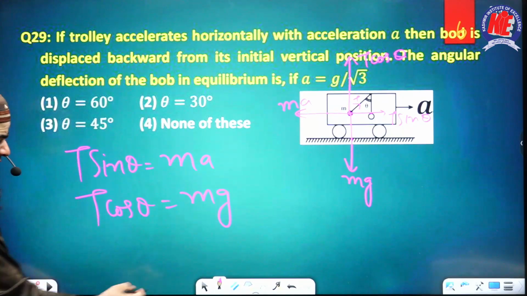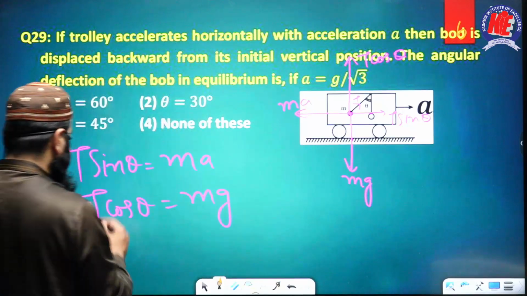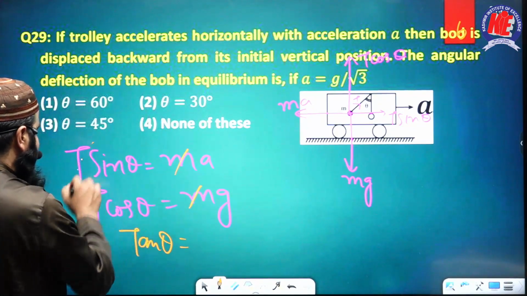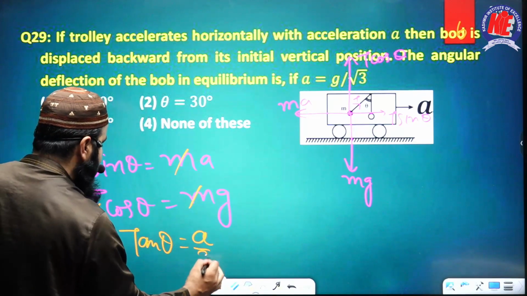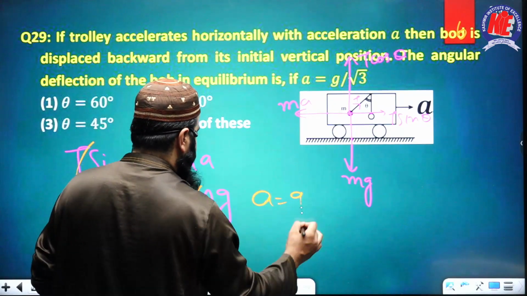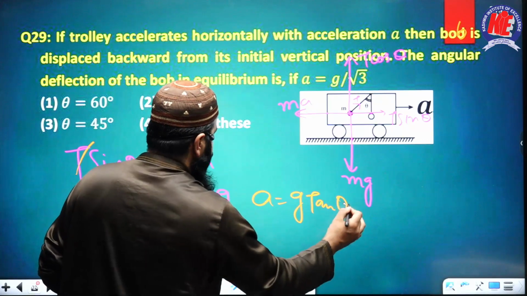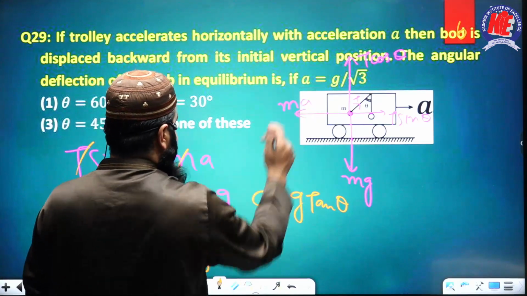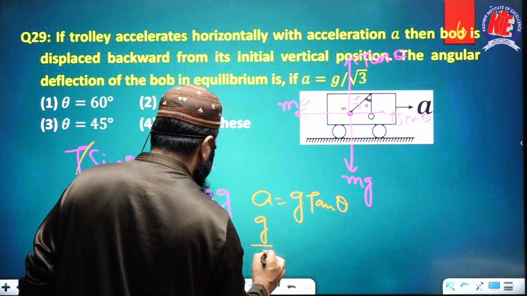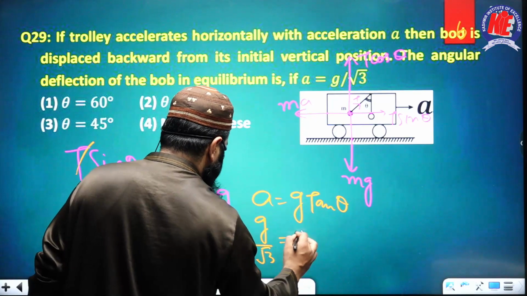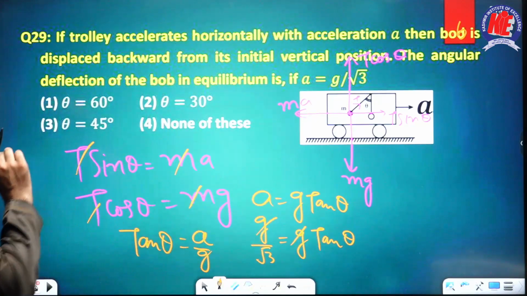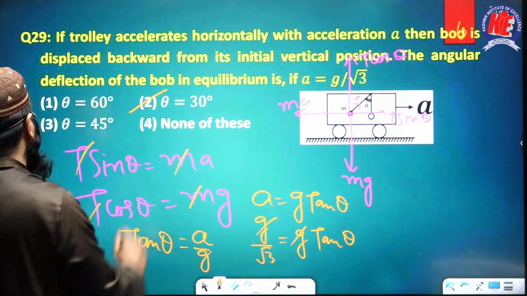Dividing this equation by this equation, we can say bye bye to T, and T sine theta by T cos theta is tan theta, equal to m a by m g, and m can be eliminated. It will be a by g. Your famous relation is a equals g tan theta. Now what is the target? The target is we have to calculate this angle. Acceleration is given to you, in fact it is given as g by root 3. Angle is the requirement. g and g will go. Tan theta is equal to 1 by root 3. That happens at 30 degrees. So 30 is going to be the answer.